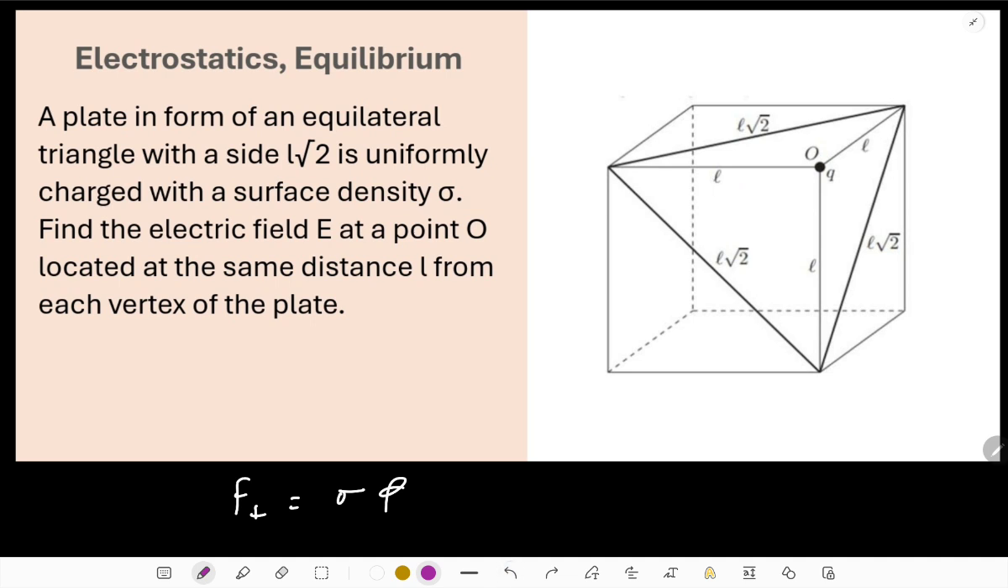Then in this case you will see that this corner O is definitely the equidistant point from all three corners. This, and this. The distance is L. So this is a bit of drawing. And now I'm going to place a test charge Q at point O.